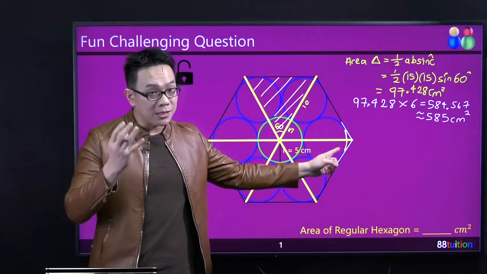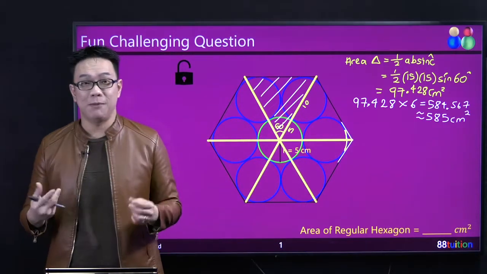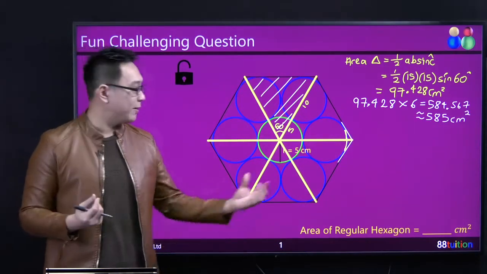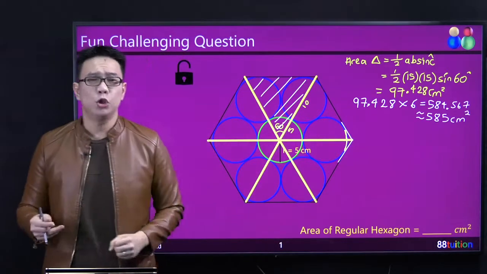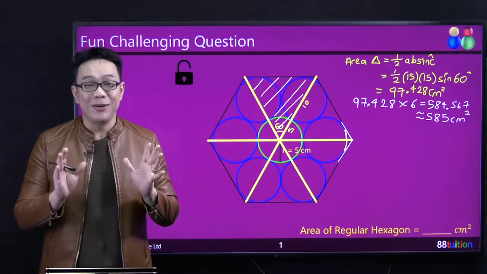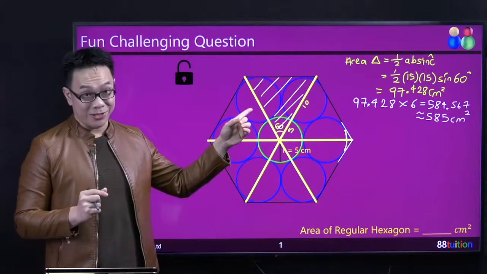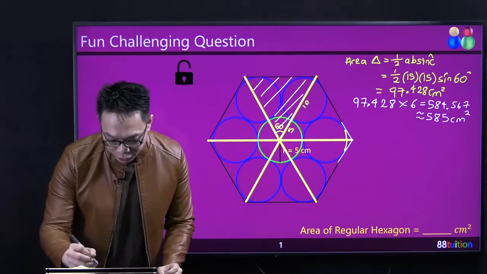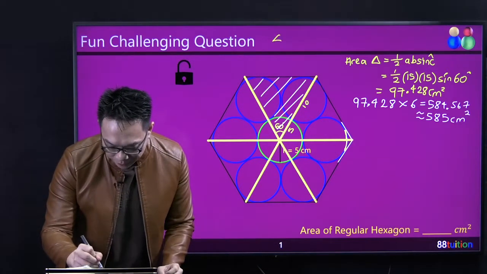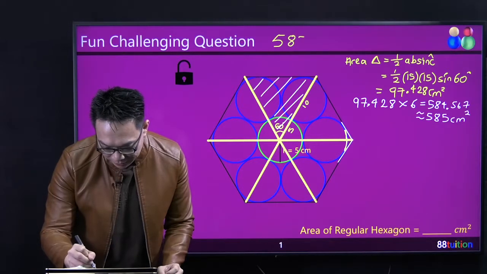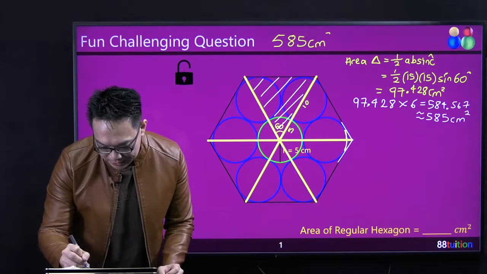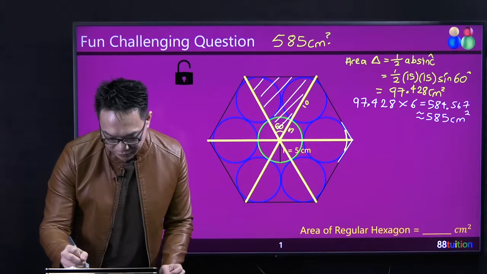We are talking about mathematics here. Mathematics is about precision. You have to be precise. You cannot say, this small space, okay lah, don't count it in. So please, there is something wrong with this working here. So let's try to prove that the answer is not 585 cm squared.